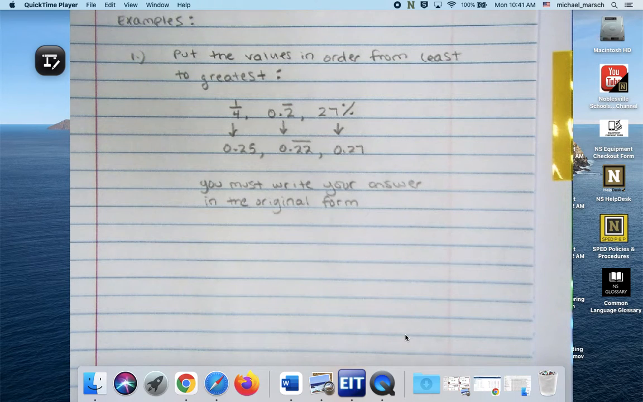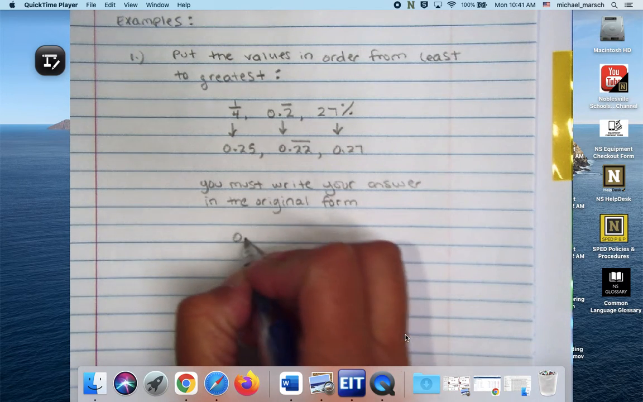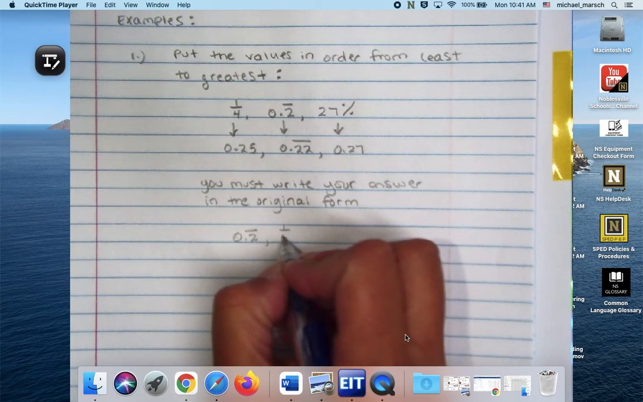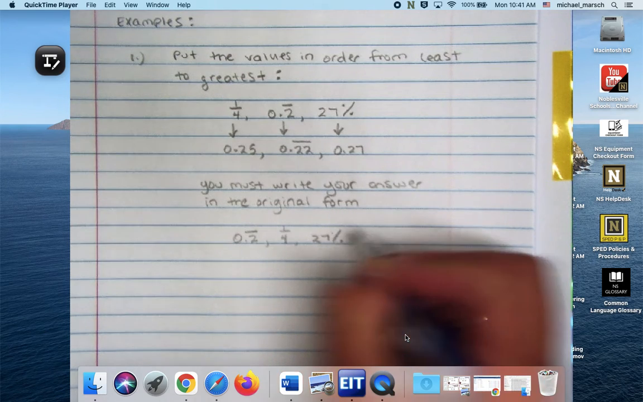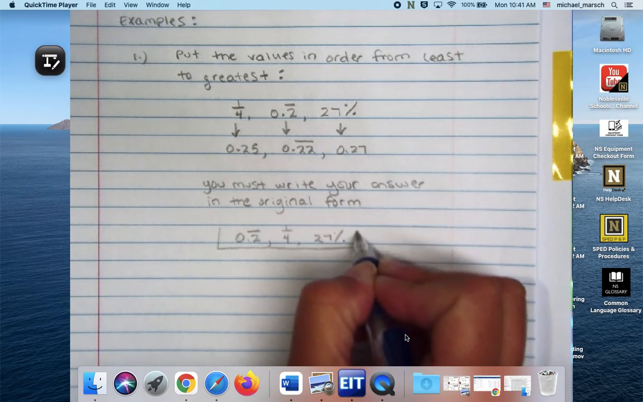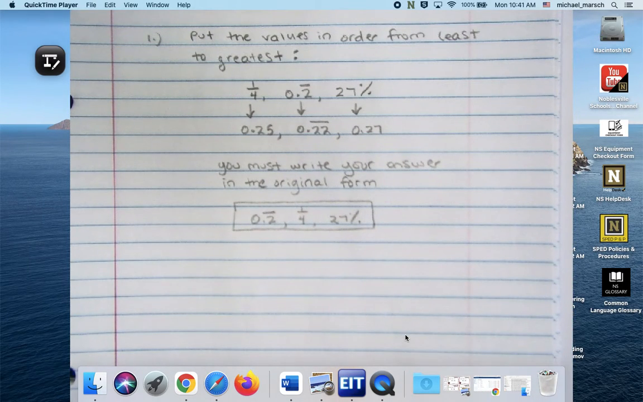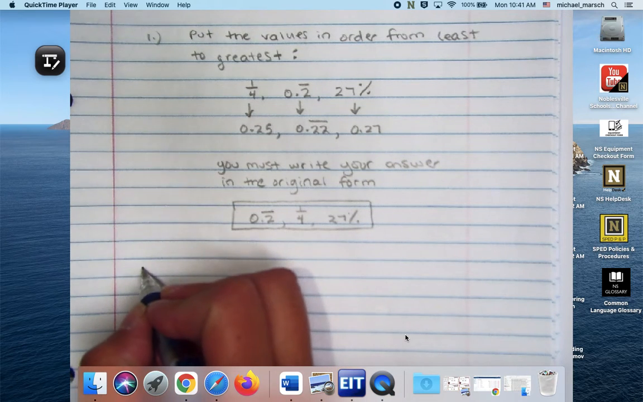Okay, so what's the least value that was originally given to me? What's the smallest value, Presley? 0.2 repeating. And then what do I have? Linux? 1/4. And then that leaves me 27%. I'm going to put a border around it so everybody knows that's my final answer. Okay, let's try another one.